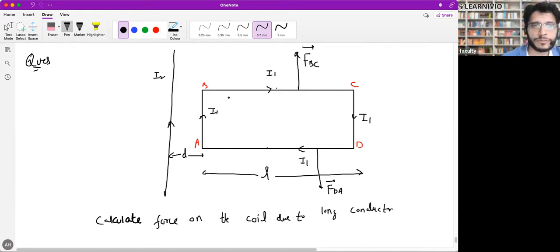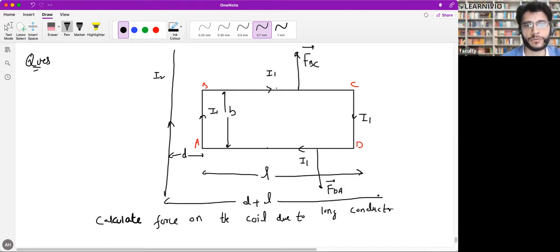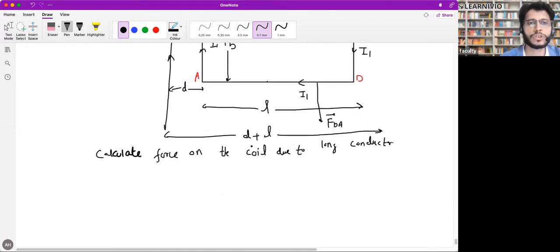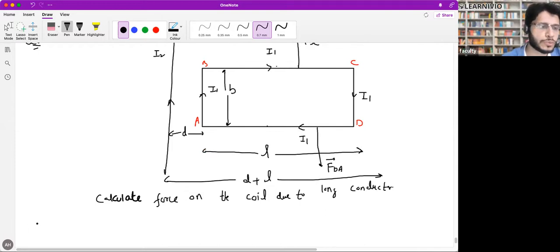AB and CD will not cancel each other. They are also equal, right? Yes, but they are at different separations. BC and AD were at the same separations, but AB and CD are at different separations. This is D and this separation is D plus L. So both are at different separations, so they won't cancel each other. So now you're supposed to calculate net force on the coil.